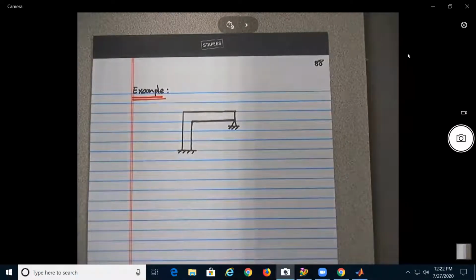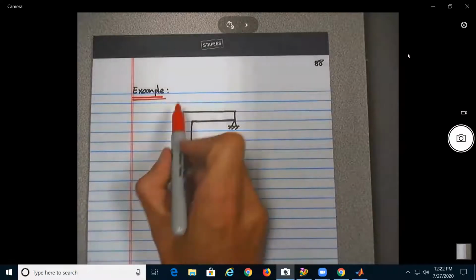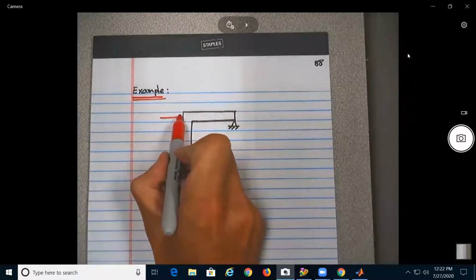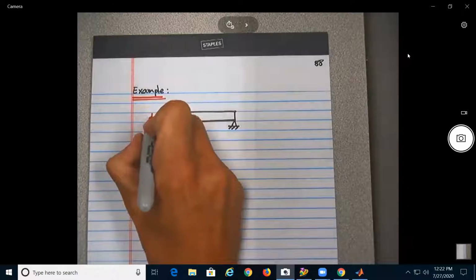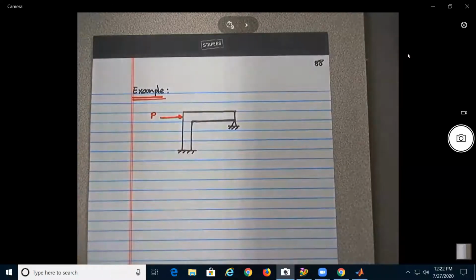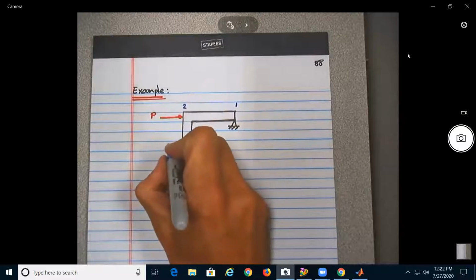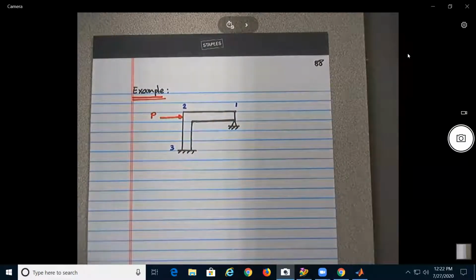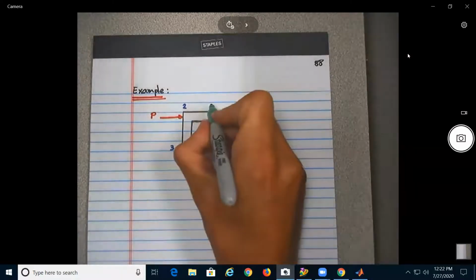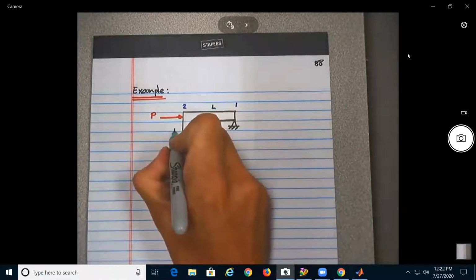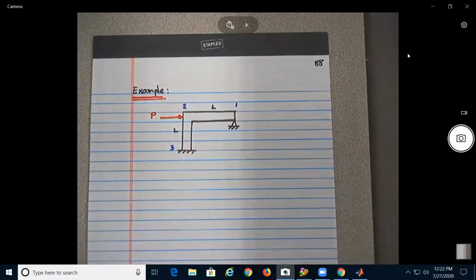Okay? So in this problem, we're going to have a force applied over here, P. Okay? We're going to have the numbers 1, 2, and 3. And I'm going to do it a bit symbolically at the beginning. We put values for the finite element at the end. The length of each one of the edges is L.